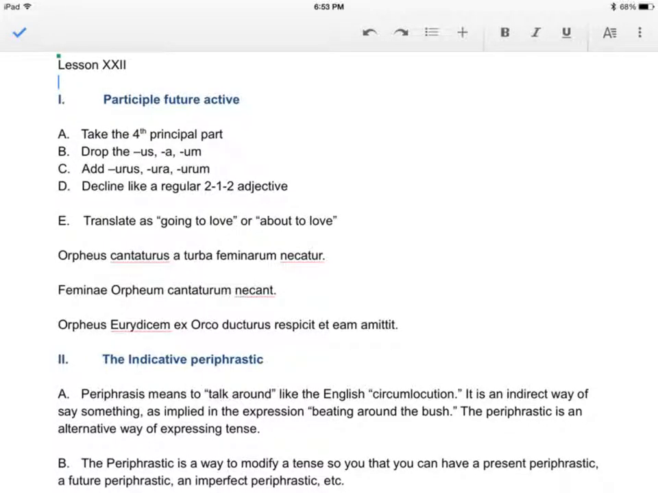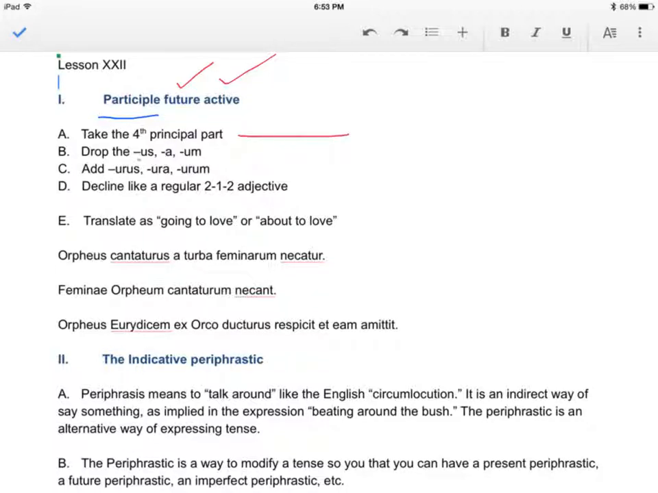Lesson 22 is by far the most complicated lesson the book has tried to present. It starts with the participle future active. Think of the participle as the mood, that's how we always do it, then the tense, and then the voice. In order to form the participle future active, you take the fourth principal part.